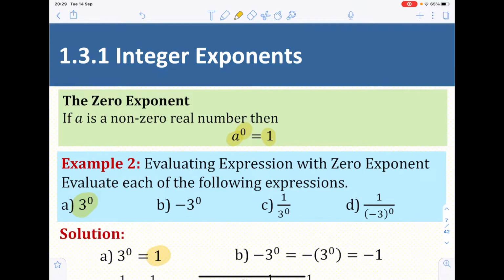Negative 3 to the power 0, so same things here, but the negative, I will put as it is. Then I will find 3 to the power 0, which is 1. So it would be negative 1. You have to be careful with the negative, whether it's included with the 0, with the power or not. So this has nothing to do with 0. So the negative will stay to the end of the answer.